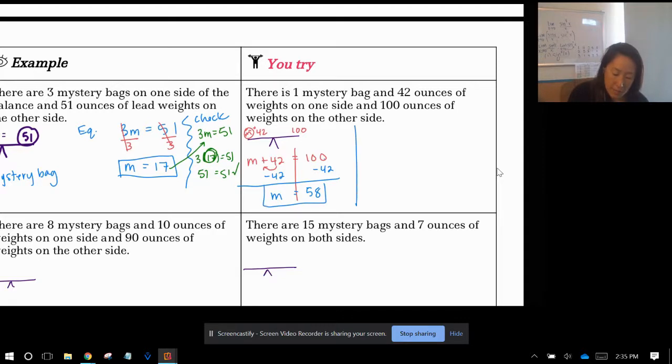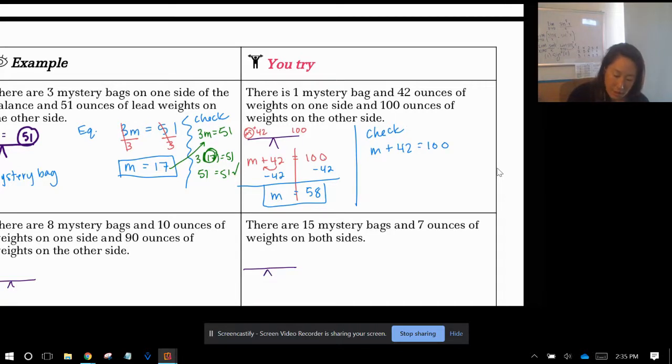Now we're going to check. I think this is my answer, but I'm going to verify. So M plus 42 is equal to 100. So I'm going to take my 50. Whoa, we don't want to do derivatives. Oh, thank you, iPad. Go over there.